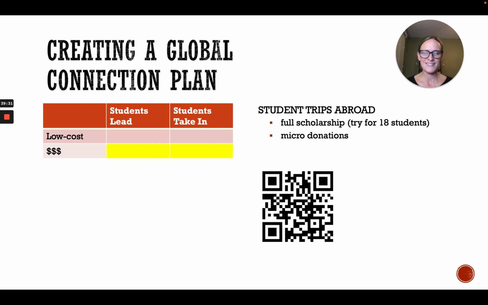Student trips abroad. This is probably the most common thing that world language teachers think about when we think about getting our kids globally exposed. And it's a really high benefit, but also high cost. So you want to think about equity. How much does the trip cost? And where do you go? And how do you create a cycle that makes it more equitable?